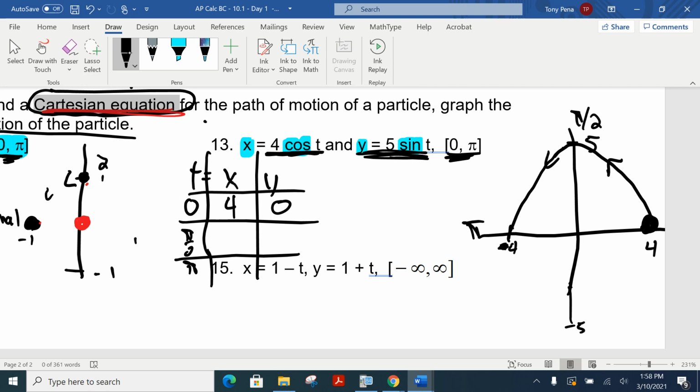If we do pi over 2, cosine of pi over 2 is our 0 now. The sine of pi over 2 is the 1 that you're going to multiply by 5. So then that tells us that this is our second point. That's how we would know the direction in which we were traveling. Okay. And then pi is obviously going to take us here. So if you want to fill that out, that's fine. But that would be a -4, 0. And then we're all set.